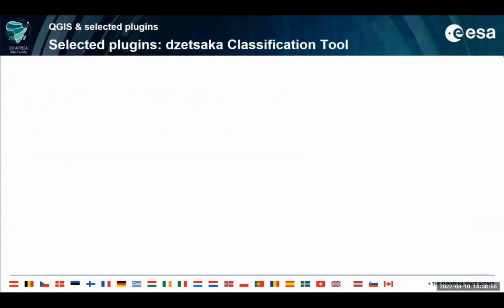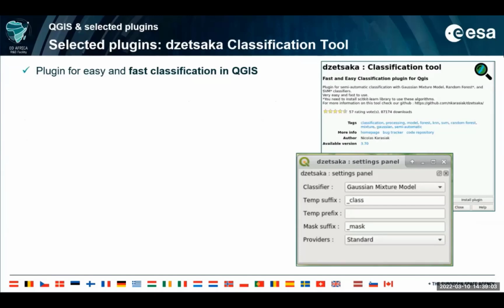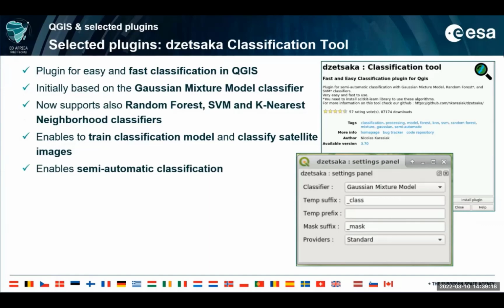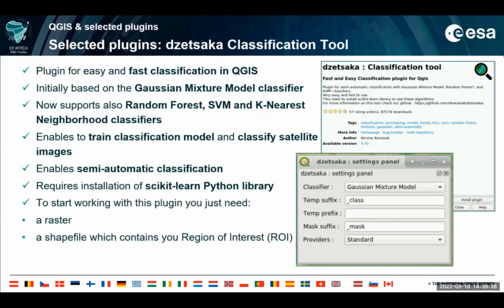Another broadly used plugin is the Semi-Automatic Classification tool. It uses a variety of classification algorithms to perform semi-automated classification, such as Gaussian mixture model, random forest, support vector machine, k-nearest neighbors, and other predefined classifications. The plugin is based on Python programming language and requires the installation of scikit-learn library before starting the classification on your machine. To perform simple classification with this tool, you just need to have a raster image and a shapefile with your area of interest.